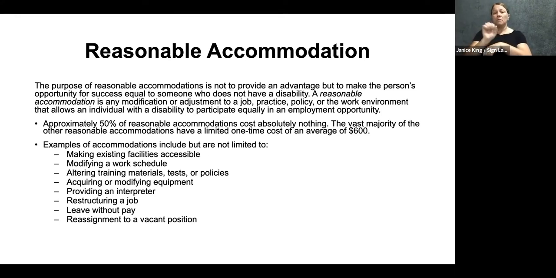Approximately 50% of reasonable accommodations cost absolutely nothing. The vast majority of other reasonable accommodations have a limited one-time cost of on the average of about $600. Examples of accommodations include, but are not limited to, making existing facilities accessible, modifying a work schedule, altering training materials, tests or policy, acquiring or modifying equipment, providing an interpreter, restructuring a job, leave without pay, reassignment to a vacant position. Next.